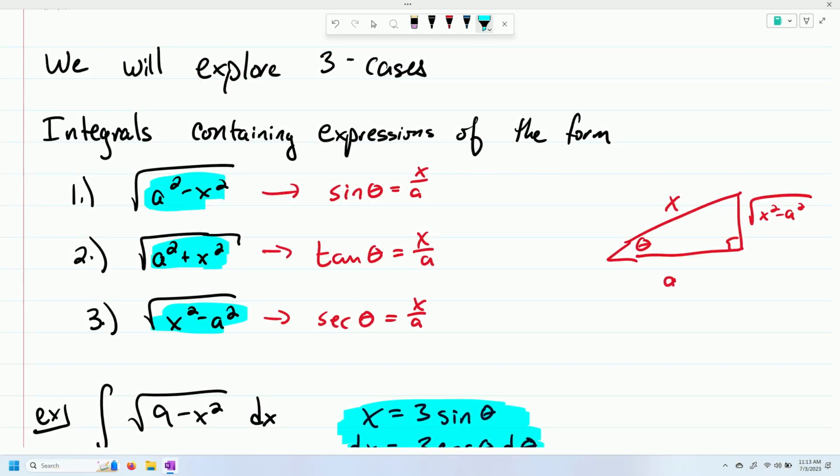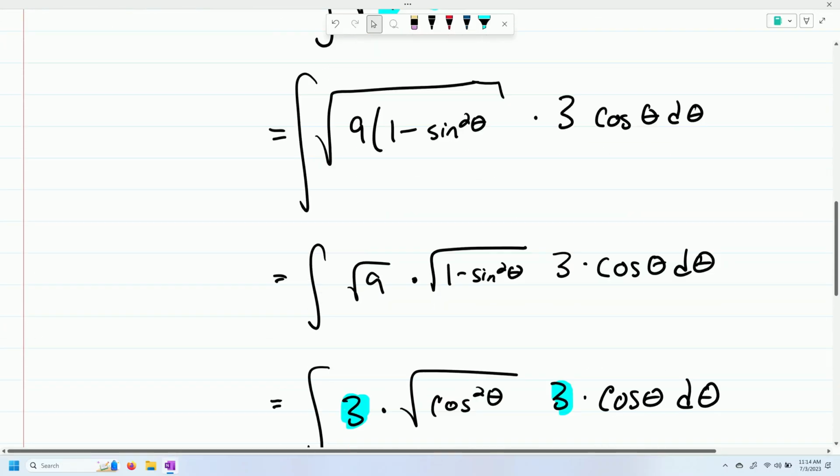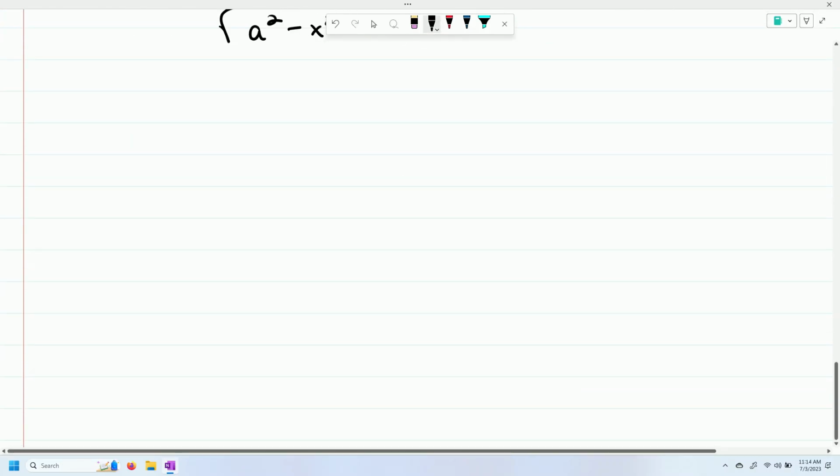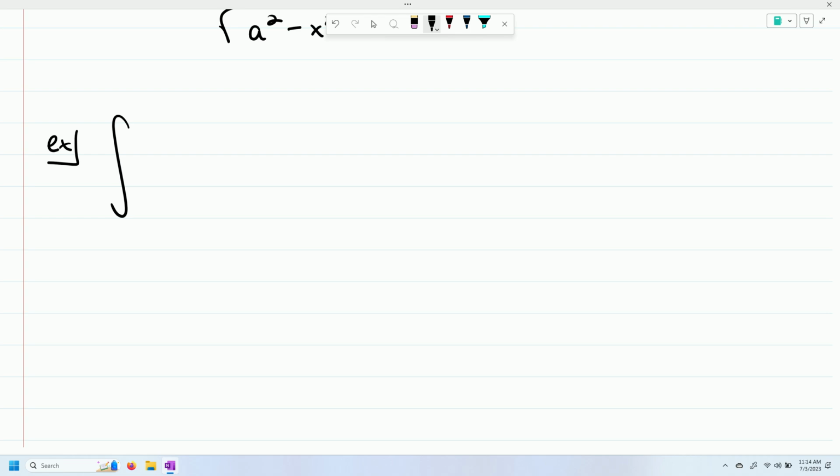So I think what we should do now is just go ahead and start doing some examples. So here's our first example. We're going to do the integral of the square root of 4 minus x squared all over x dx.